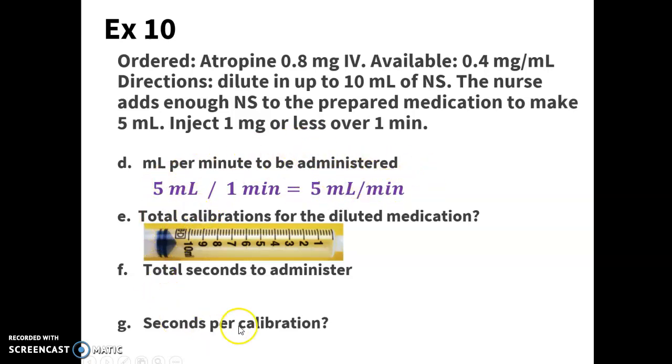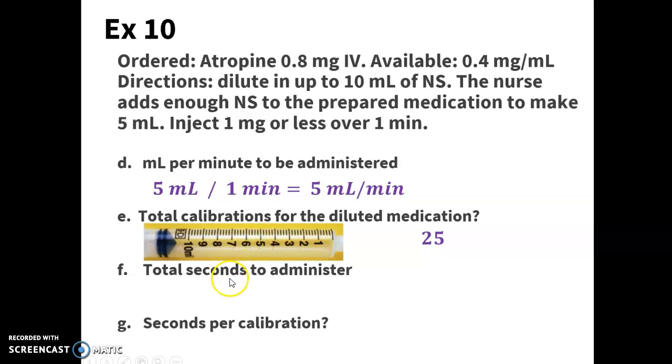Now, the second method is going to ask for seconds per calibration. We need to figure out how many calibrations we have, and how many seconds it is going to take. Well, how many calibrations? We said it's going to be 5 milliliters of fluid, some medication, some diluent, but 5 milliliters that we're going to give our patient. So how many calibrations are between 0 and 5? And I'm not just talking about the big ones, I'm talking about the little ones too. So between 0 and 5, there should be 25 calibrations.